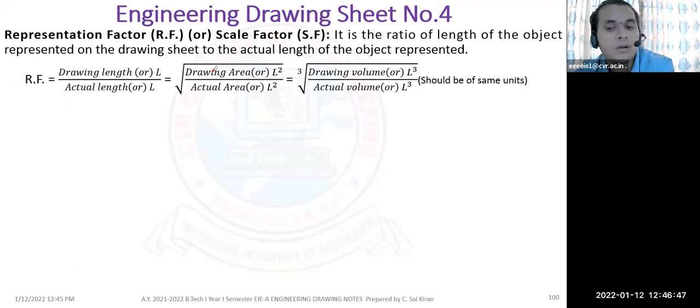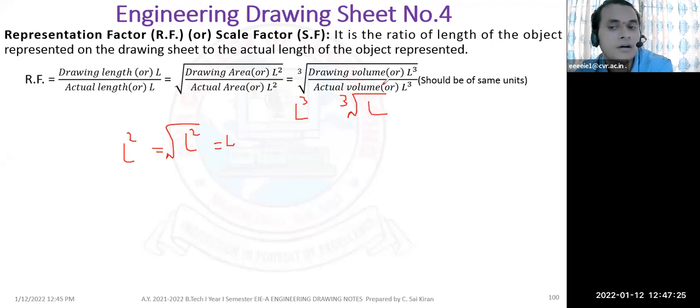Next, if the problem is asked in terms of area, it is drawing area by actual area, L square by L square. Next, if it is in terms of volume, it is drawing volume by actual volume, L cube. We are representing everything in terms of length. If it is L square and I want length, I have to take the square root of L square, then I get the L value. Similarly, for volume I have L cube, so I have to take the cube root to find the value of L.